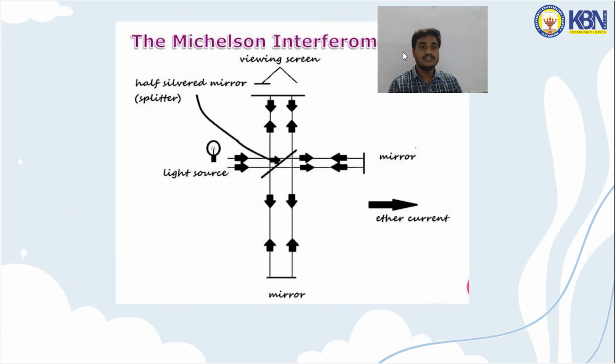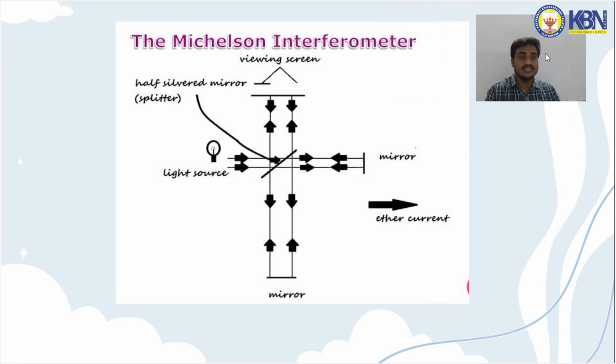Now coming to the Michelson interferometer, this is how it looks. It consists of a light source, two mirrors and ether current. This is how the instrument looks.